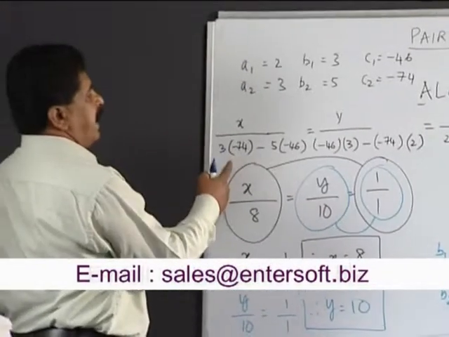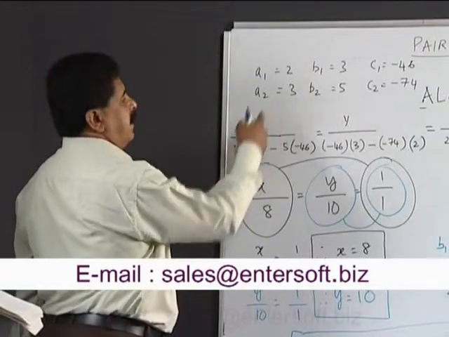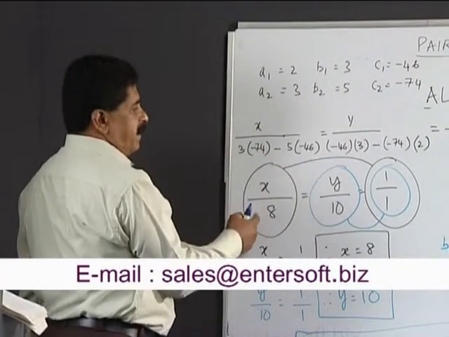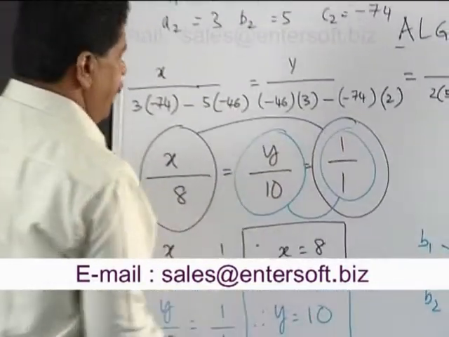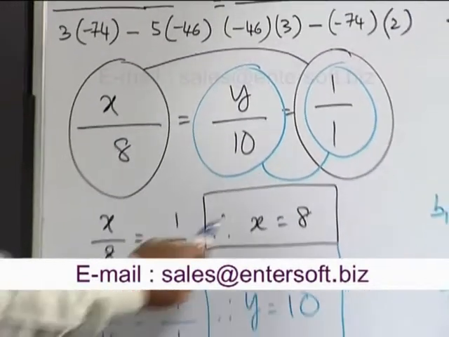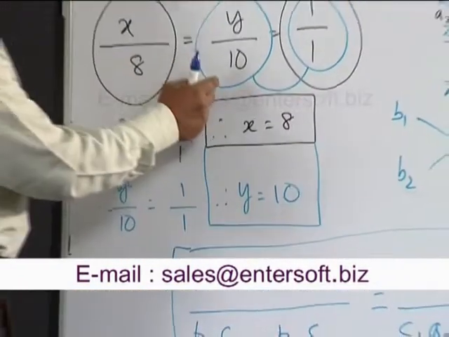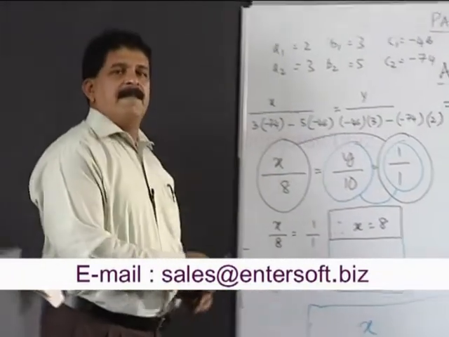For example, in this particular case, I had taken a1 and a2 values. I have first of all marked it here, then substituted the values. I simplified this equation and I got x by 8 is equal to y by 10 is equal to 1 by 1. Then I will take x and the constant together. The x by 8 is equal to 1 by 1. I get the value of x, and I will take y and this again. Y by 10 is equal to 1 by 1. I have got the value of y is equal to 10.